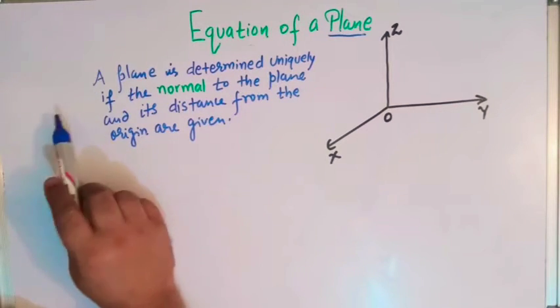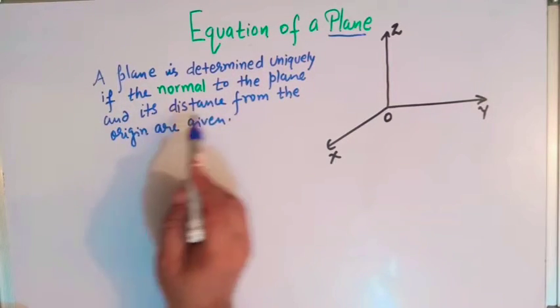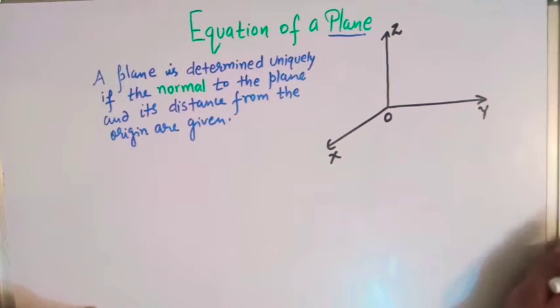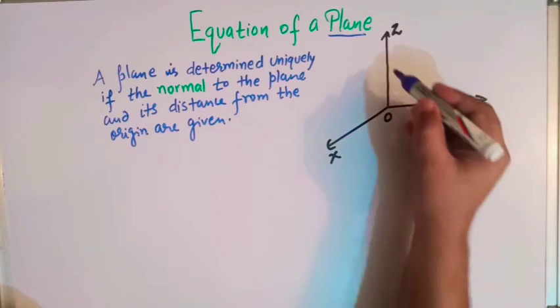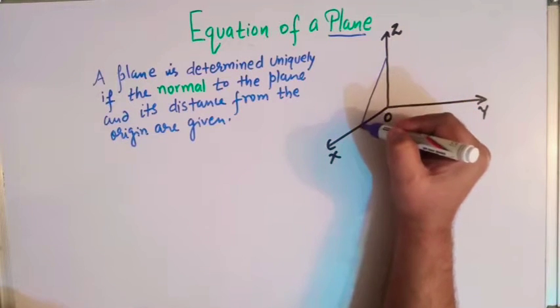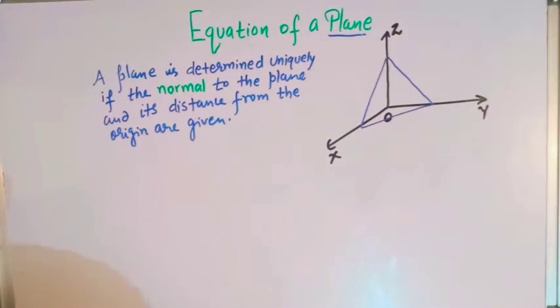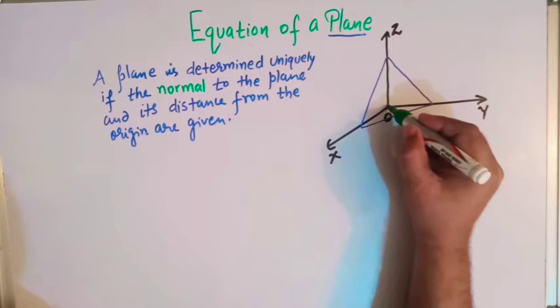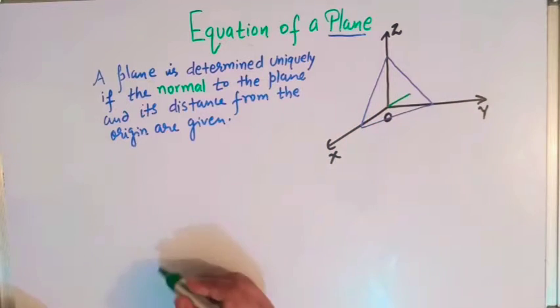Now viewers, a plane is determined uniquely if the normal to the plane and its distance from the origin are given, right? Now here consider a plane whose perpendicular distance from the origin is d, and let us take a plane like this. This is a plane, and let us take the distance of this plane from origin as d, right? So let us take the distance as ON, right?